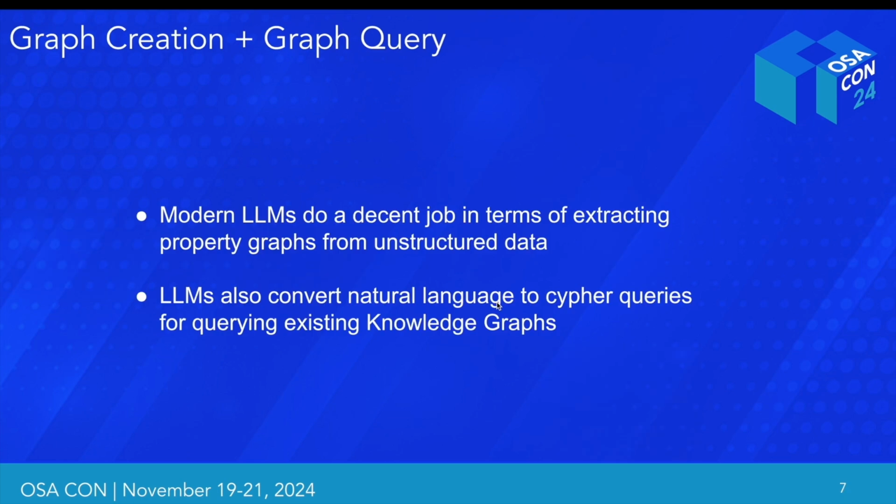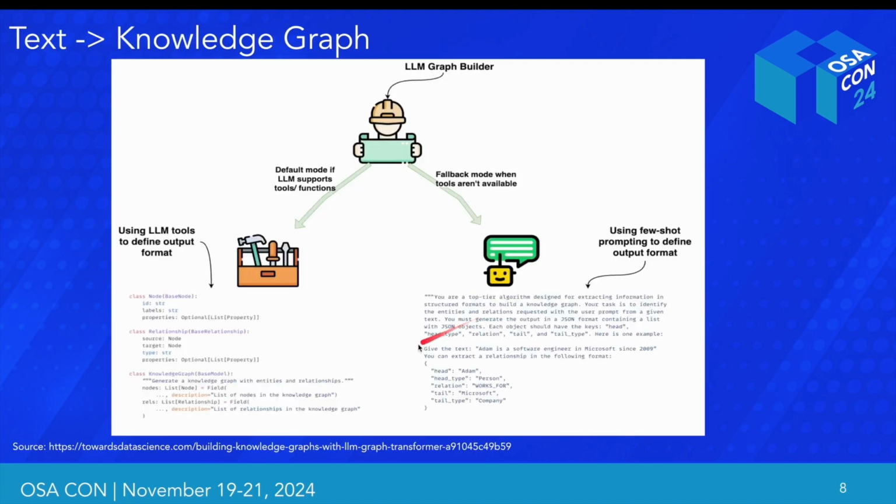So in summary, modern LLMs do a decent job in terms of extracting property graph models or structures from unstructured data and help transform natural language queries into Cypher, which I said earlier is the language of choice for querying a graph database like Neo4j, just like SQL is for RDBMS. For extracting a knowledge graph or a property graph from unstructured data, LLMs can work with either nodes and relationships provided by domain experts or without any information provided, only using few-shot prompting techniques with the LLM.